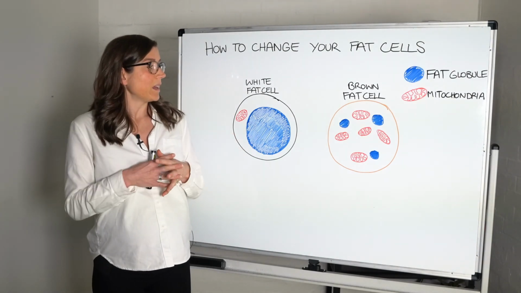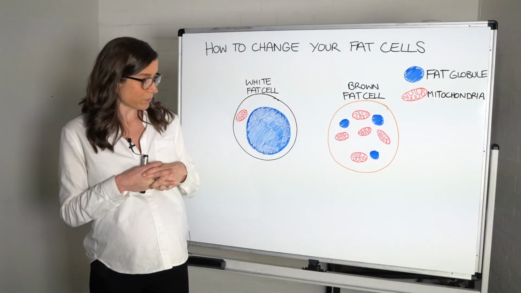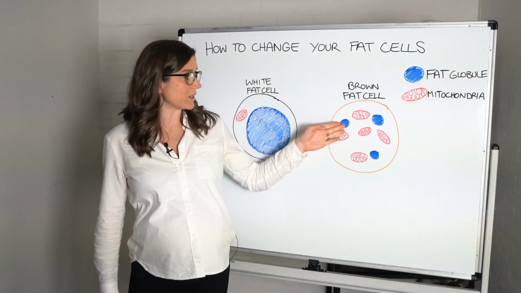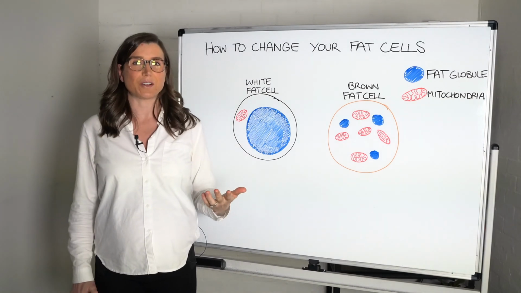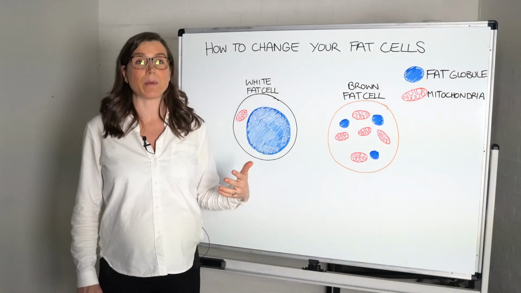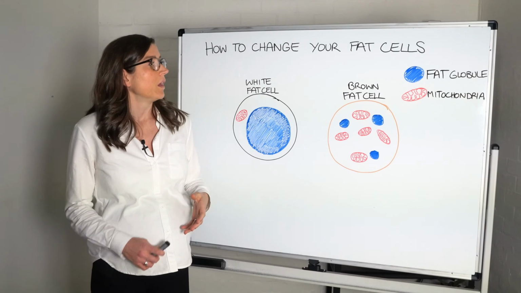You may also notice that there's less fat in the brown fat cells, and that is because there's more mitochondria, so it's able to use up some of that energy.